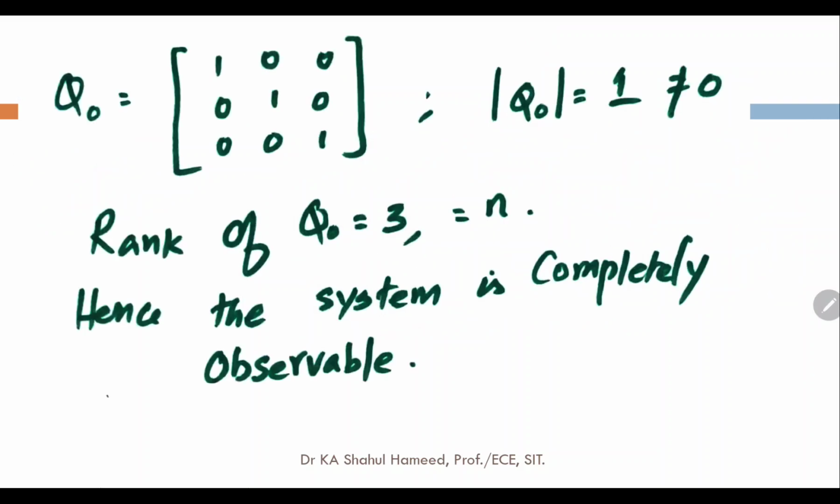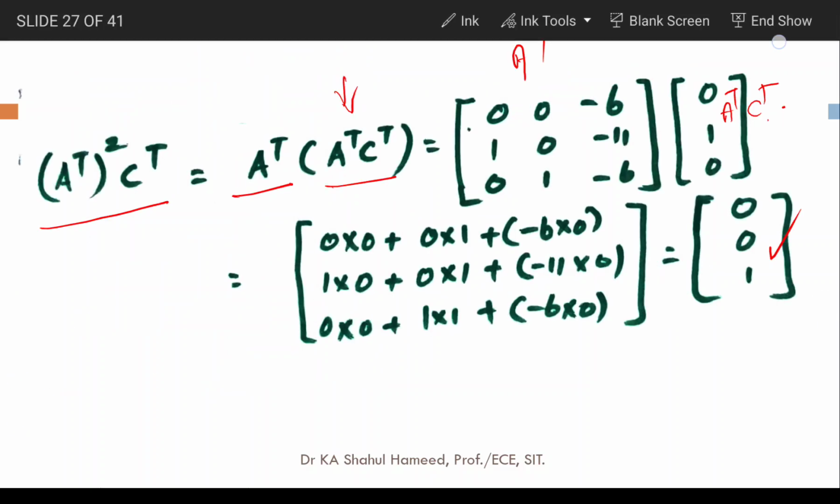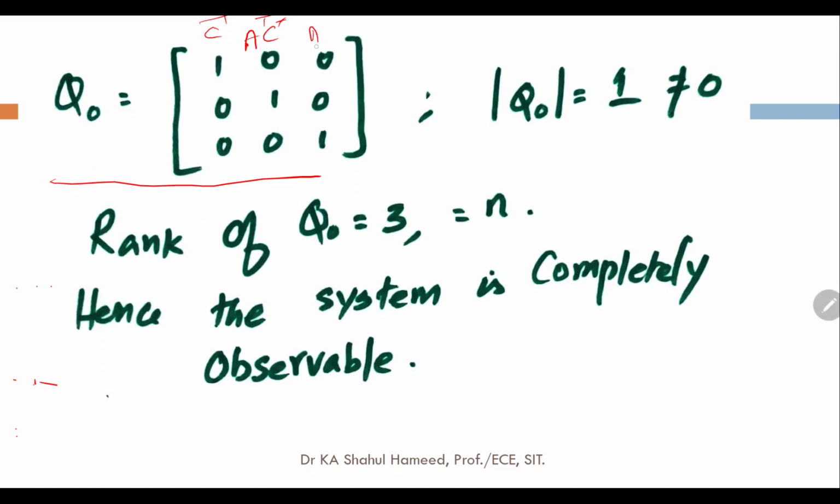Now we have to form the composite matrix. So the composite matrix is this is C transpose, this is A transpose C transpose, and this one is A transpose square and C transpose. So this is 1 0 0, 0 1 0 and 0 0 1. So this is nothing but the unit matrix.